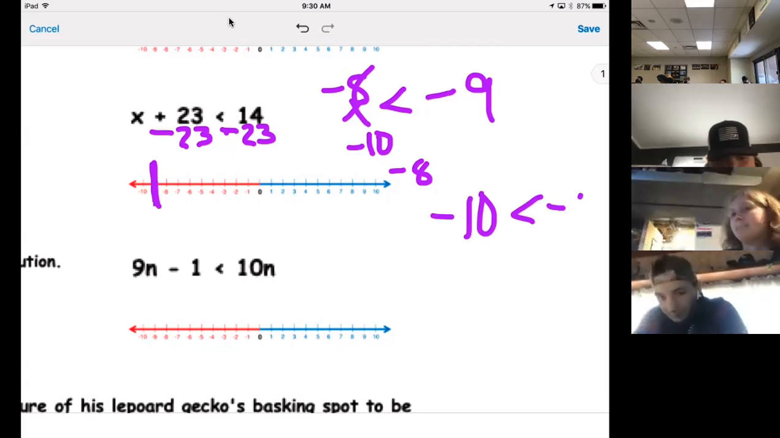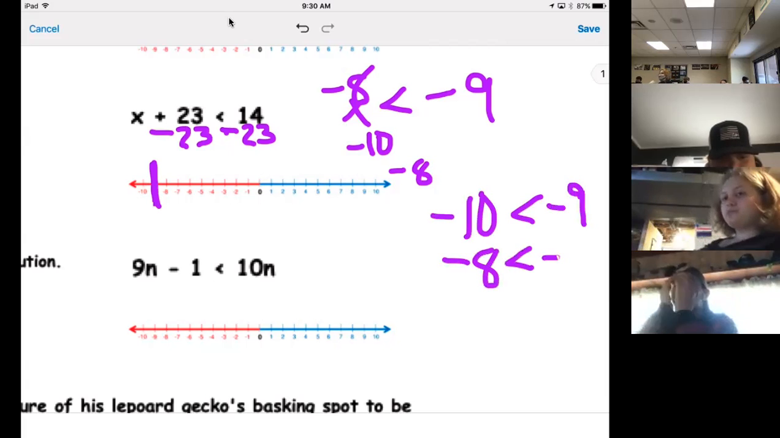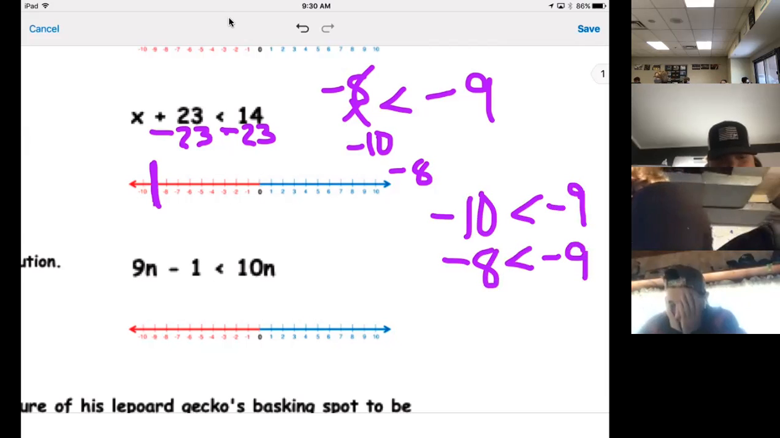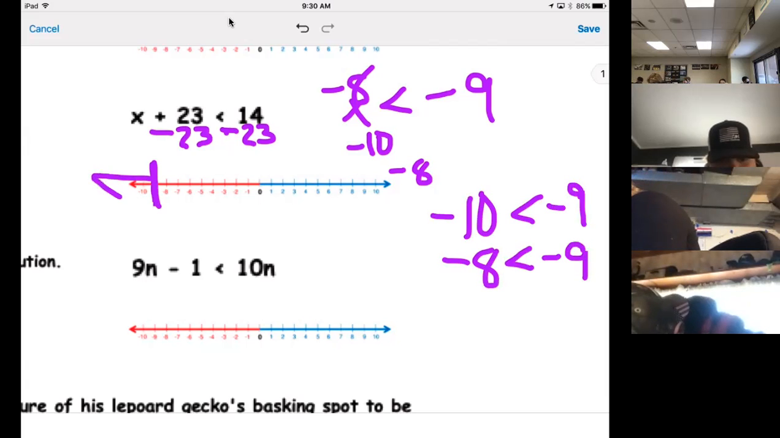All right, so I'll put this up there. One of those is true, one of those is not true. Yeah, yep, so we're gonna go left. And because it's a less than and not a less than or equal to, Malachi, is it gonna be open or closed? Okay, well, it's less than, it does not have to have the equal sign underneath it. Is negative 9 less than negative 9? Nope, so that means it's open.